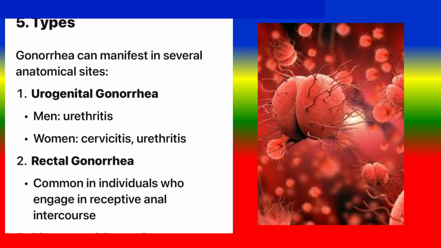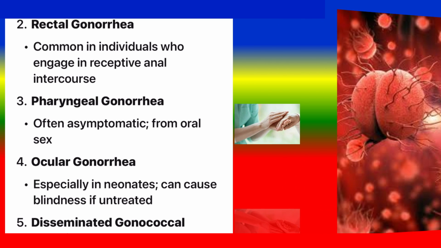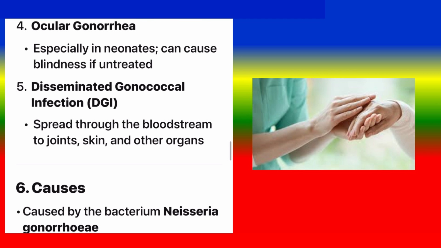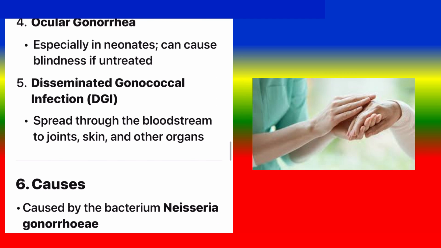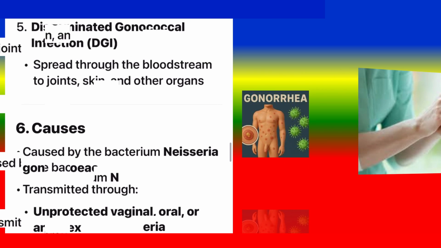5. Types. Gonorrhea can manifest in several anatomical sites. 1. Urogenital gonorrhea: men, urethritis; women, cervicitis, urethritis. 2. Rectal gonorrhea, common in individuals who engage in receptive anal intercourse. 3. Pharyngeal gonorrhea, often asymptomatic, from oral sex. 4. Ocular gonorrhea, especially in neonates, can cause blindness if untreated. 5. Disseminated gonococcal infection, DGI, spread through the bloodstream to joints, skin, and other organs.